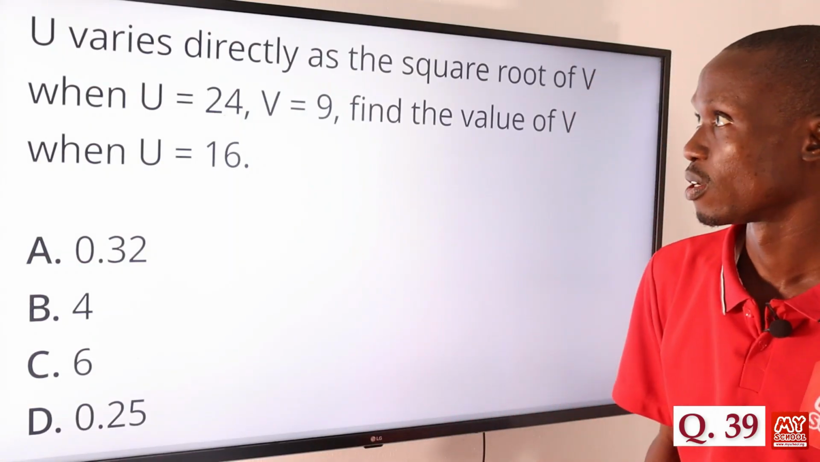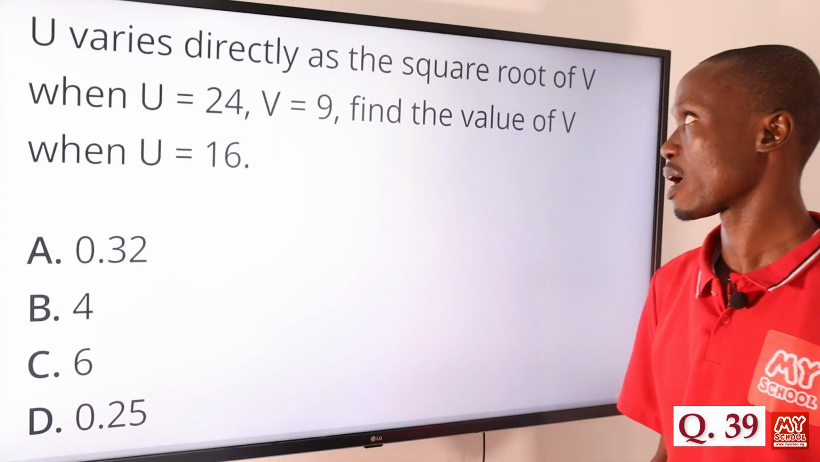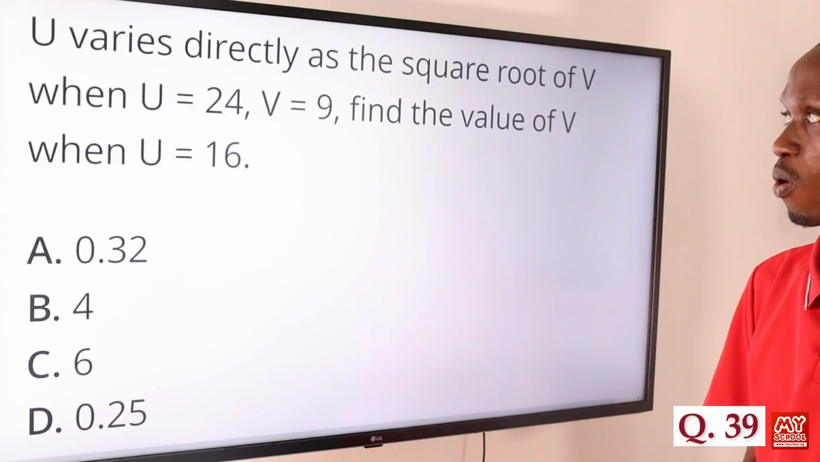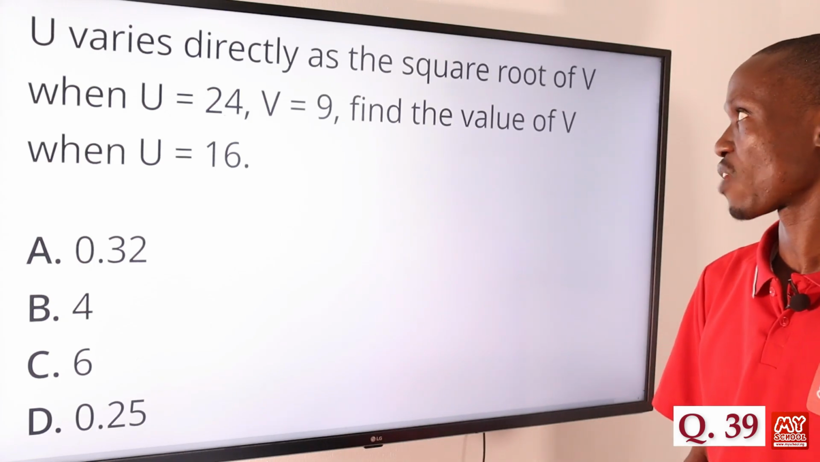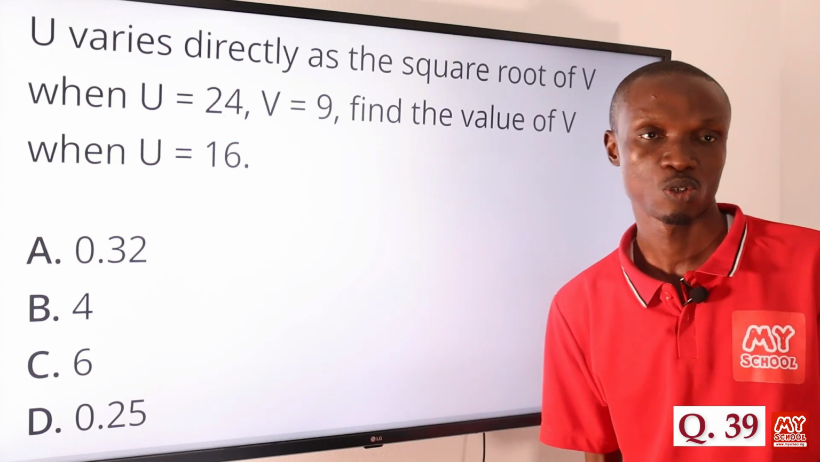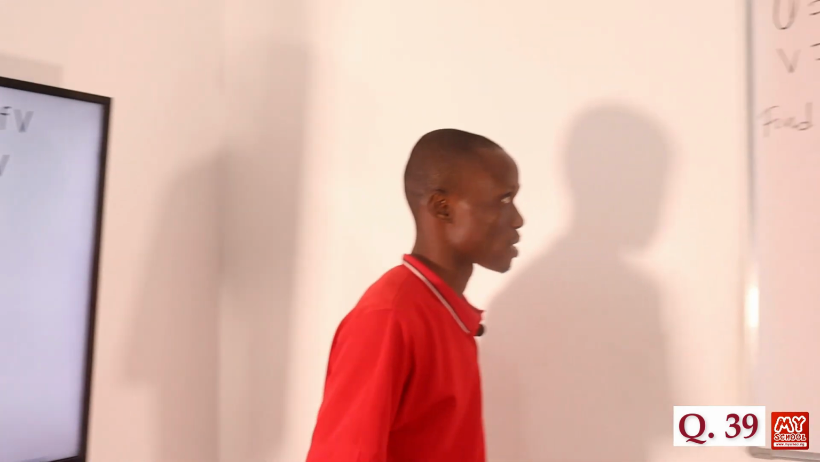Question 39. U varies directly as the square root of v. When u is equals to 24, v is equals to 9. Find the value of v when u is equals to 16. So let's move over to the board to provide answer to this question.